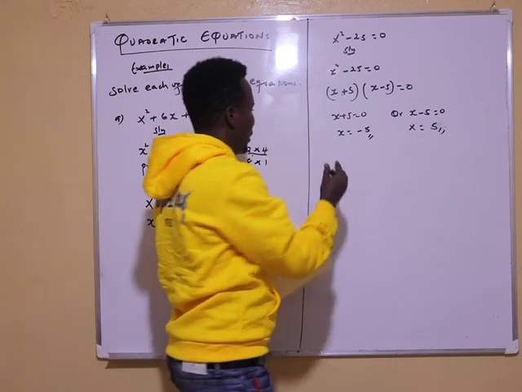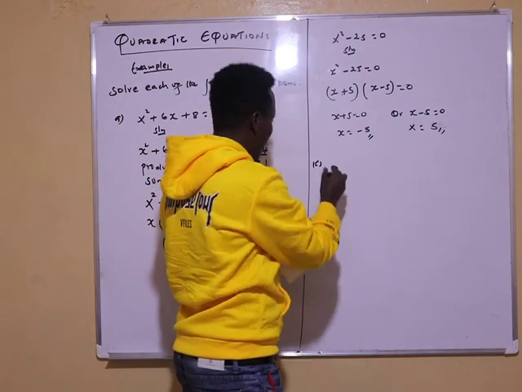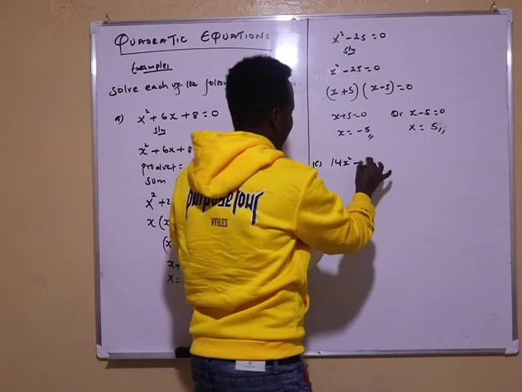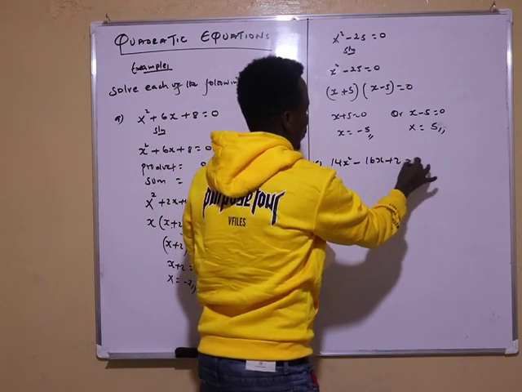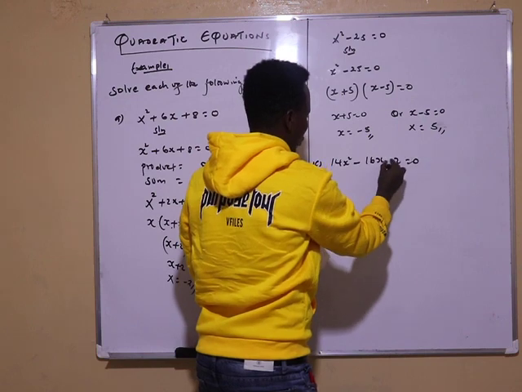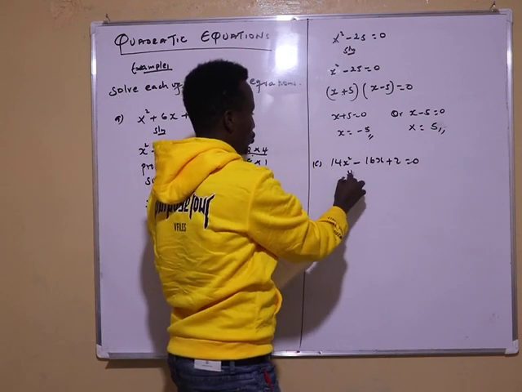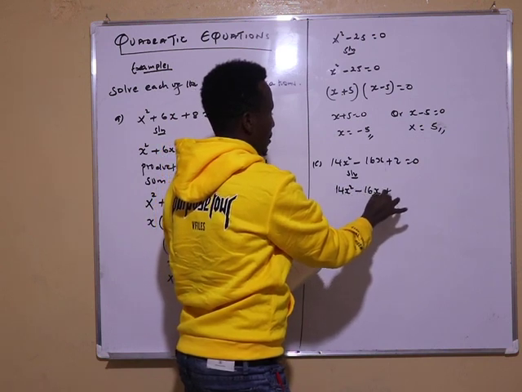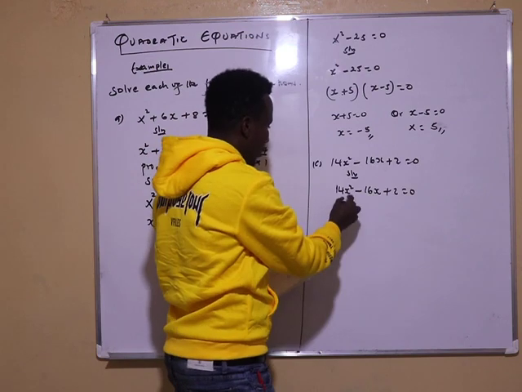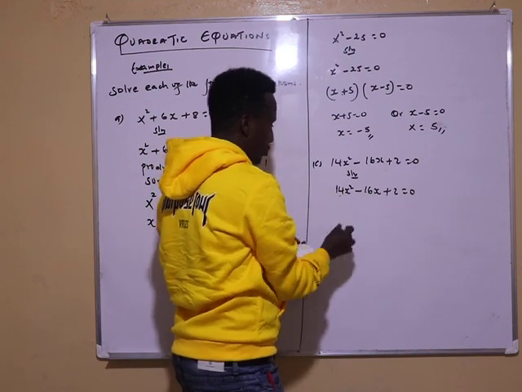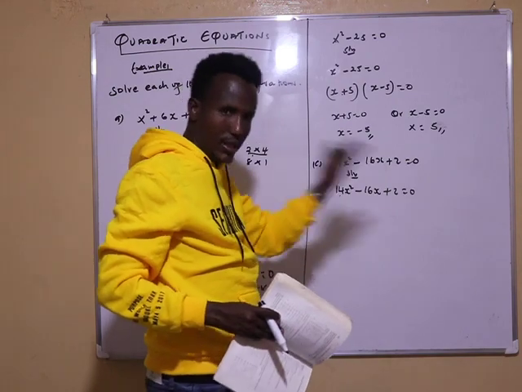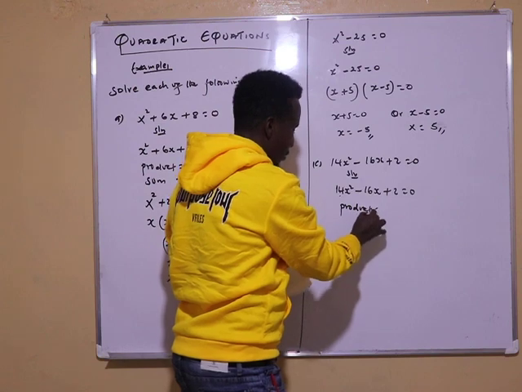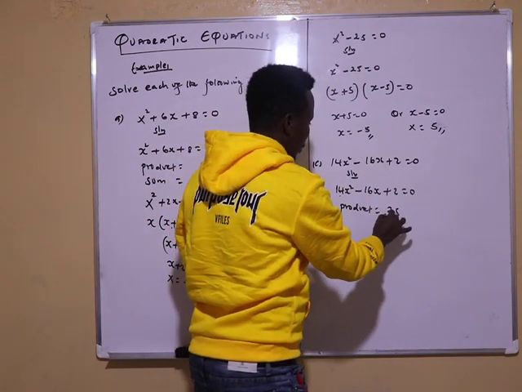Let me add another one, especially like C. Let's say we have 14x squared minus 16x plus 2 is equal to 0. Get your product here. Come to the solution part. We have 14x squared minus 16x plus 2 is equal to 0. Then get the product. Product is 14 times 2, because this time the coefficient of x squared is greater than 1. So multiply this one by this one. Then our product will be 14 times 2 is 28.